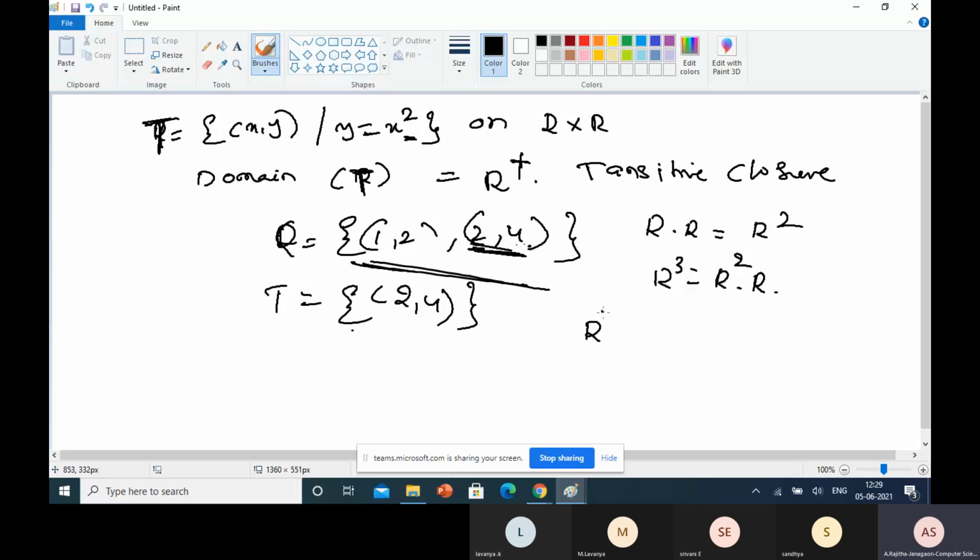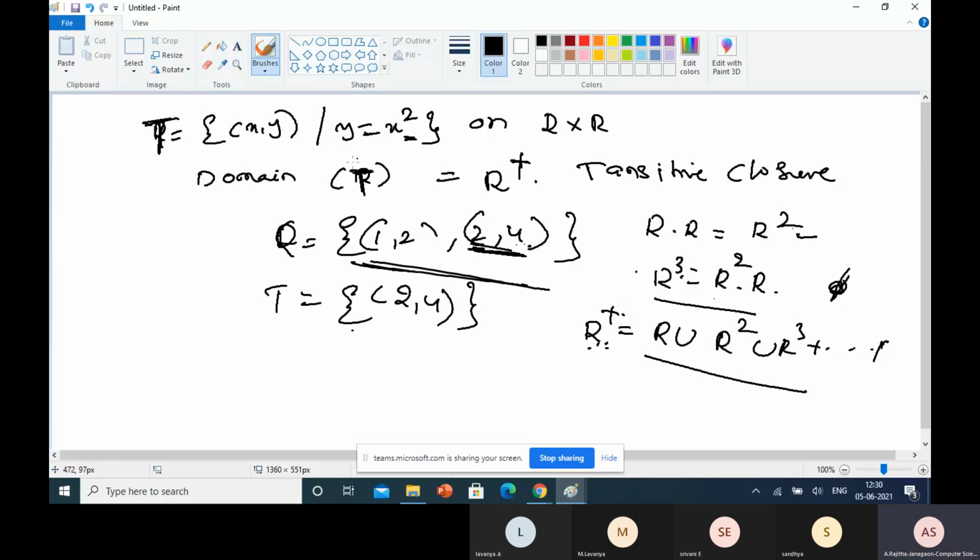So R plus is the union of R, R square and R cube and so on, until both of the last two are the same. Until then we keep finding these compositions, until both of these are the same, otherwise at the last moment this is empty. If we take the union up to then, that is nothing but the transitive closure.